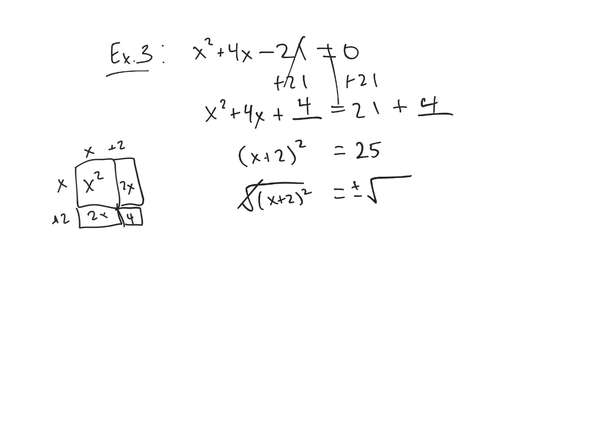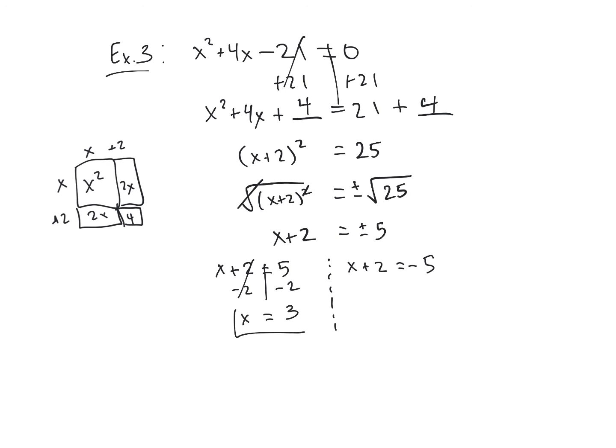So we're left with that. Square root of x plus 2 squared, square root and square are inverses, I'm just left with x plus 2. And then positive or negative square root of 25. Square root of 25 is 5, so positive or negative 5. And then I can set up my two equations to solve from there. So I have x plus 2 equals 5, and x plus 2 equals negative 5. You can subtract 2 off of both sides. You get x equals 3. Subtract 2 off of both sides. You get x equals negative 7.